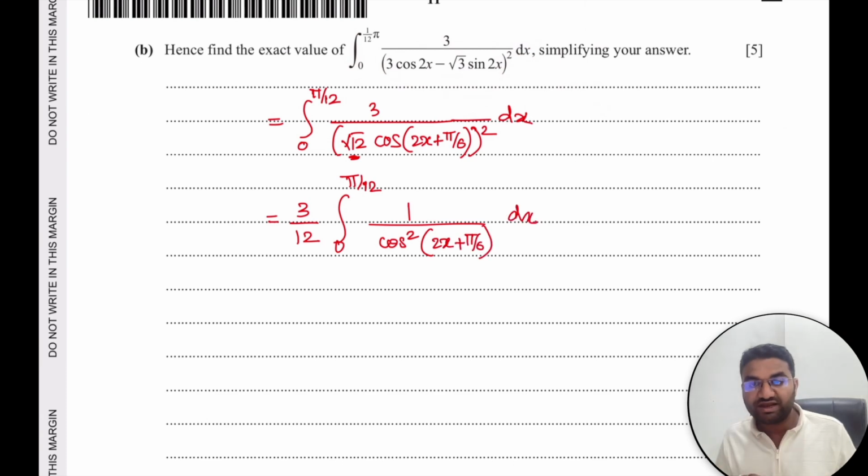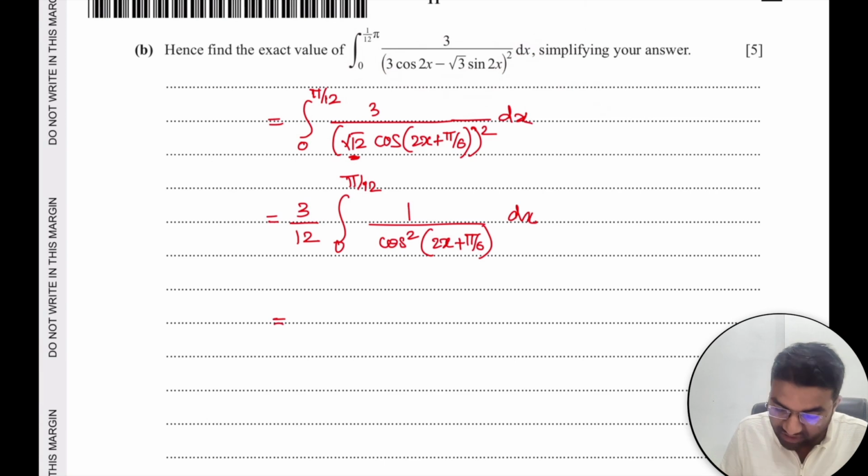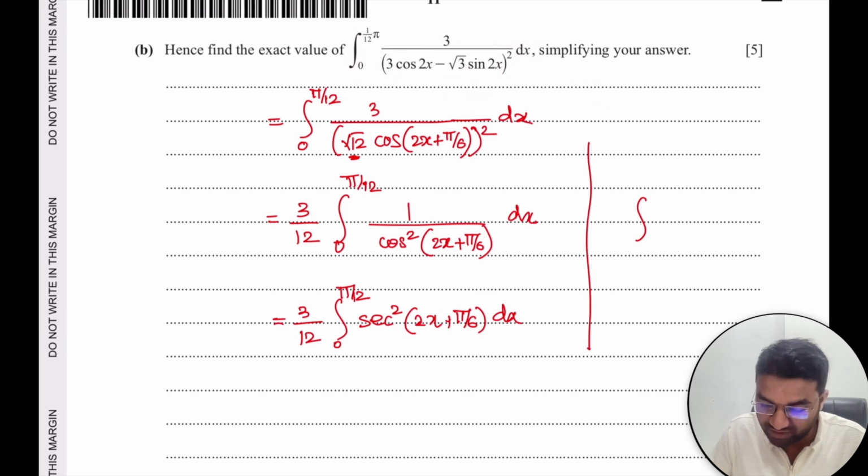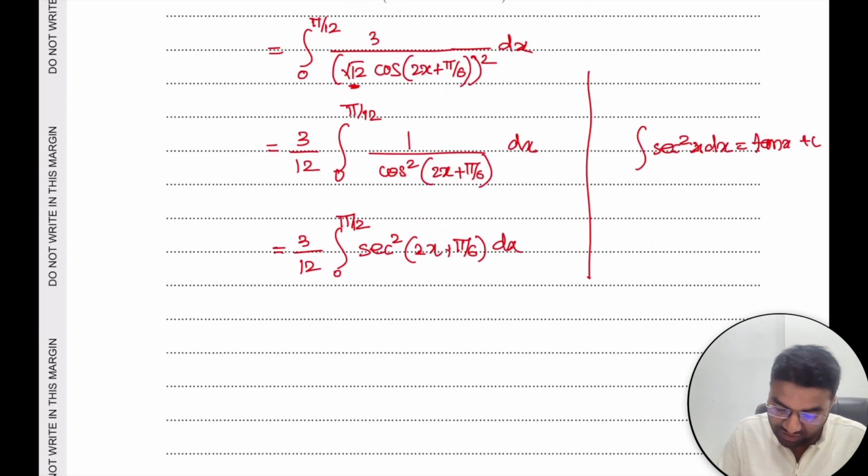Now 1 upon cos squared is sec squared. So here you can write 3 by 12 integration from 0 to pi by 12 of sec squared(2x + pi by 6) dx. Now here I will write the formula for you. The integration of sec squared x dx is tan x plus c, that's the integration. Fine. So here also use the same formula. 3 by 12, you can simplify this one as 1 by 4.